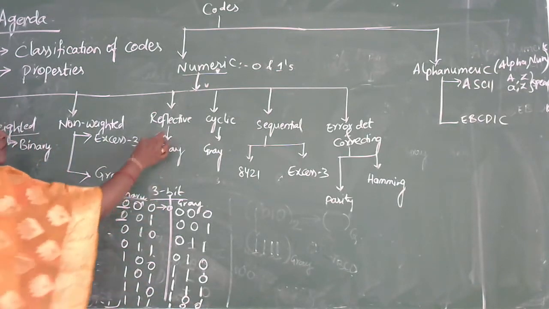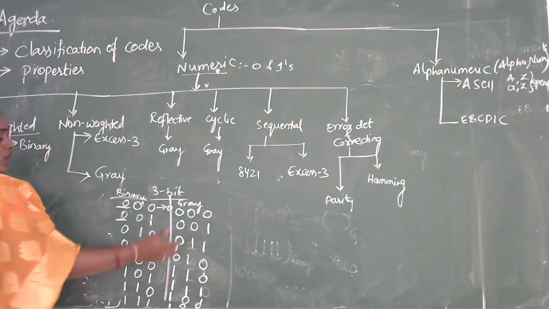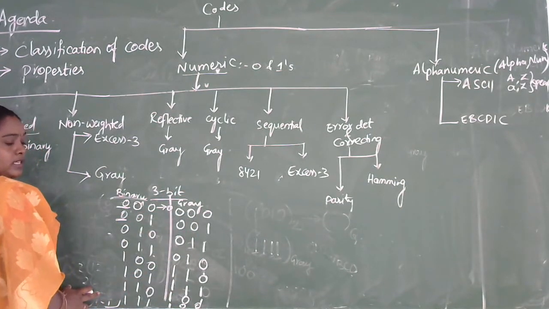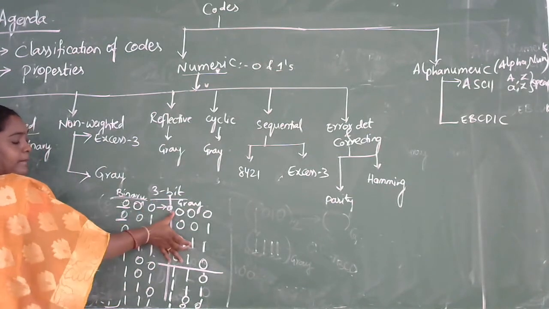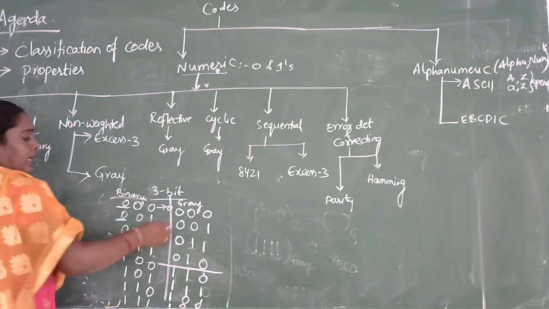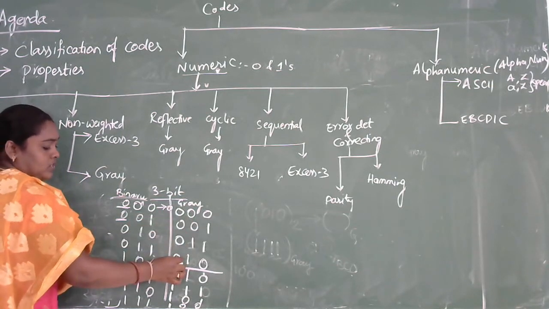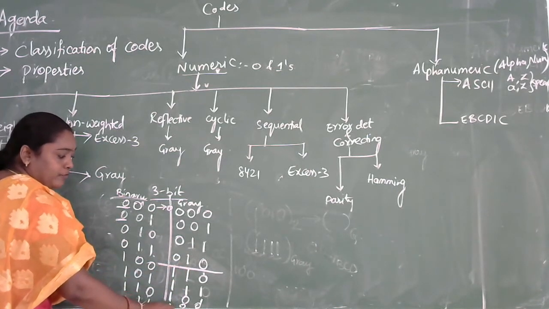Now, how I am saying this gray code is an example of a reflective code. Split it up in such a way that among the 8 combinations, half of the 8 combinations is 4. So I am dividing the upper part as 4 and the lower part as 4. If you observe this, in the upper part of the 4, all the MSB bits are zeros and all the MSB bits in the lower part are ones.